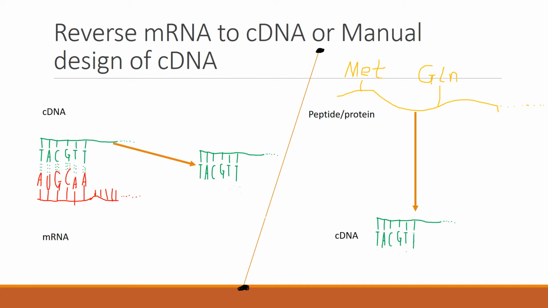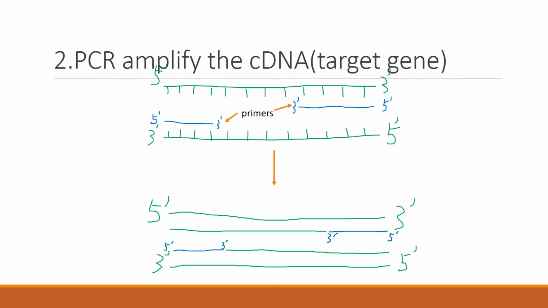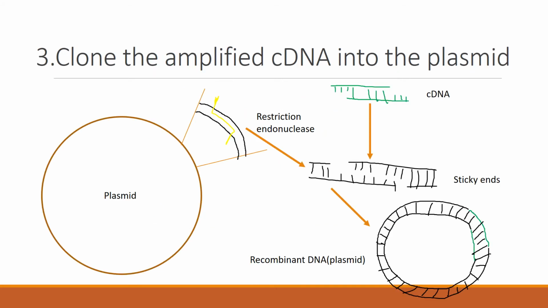If the mRNA is hard to purify, it is still possible to synthesize artificial mRNA or cDNA according to the sequence of amino acids in the protein. Then we need to design suitable primers to start PCR amplification. Next, the amplified DNA should be cloned into the plasmids of bacteria.